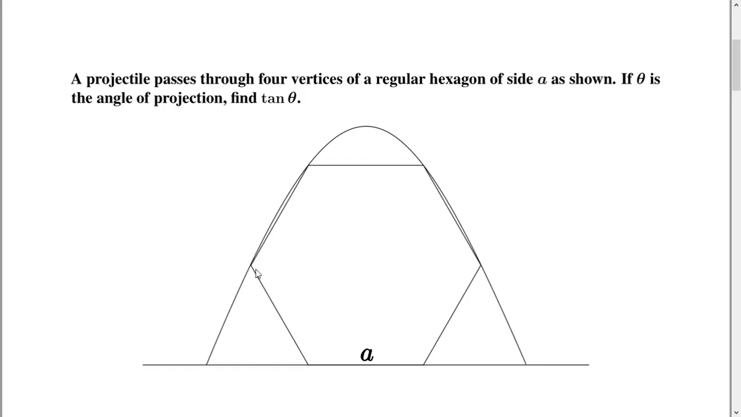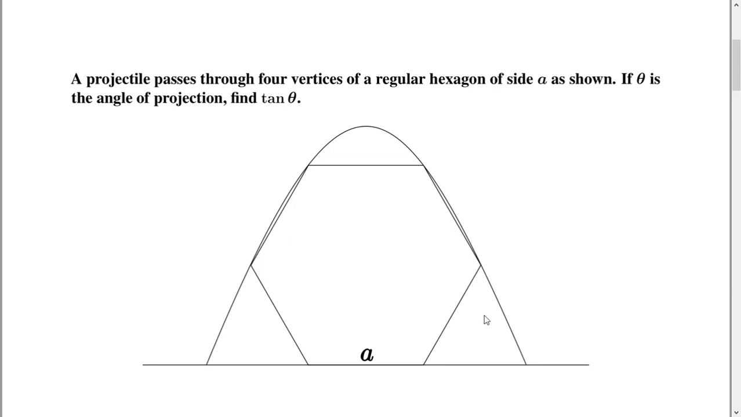Obviously, we will need to use the properties of a regular hexagon. If we can assign coordinates for one of the vertices of the hexagon, we can find the coordinates of all the other vertices. So then we will have the coordinates of 4 points which lie on this curve, which is the trajectory of our projectile.